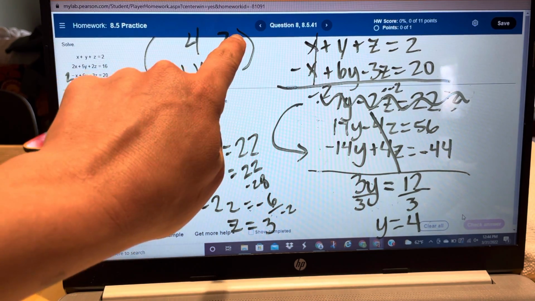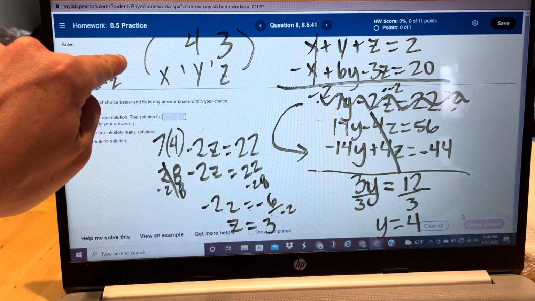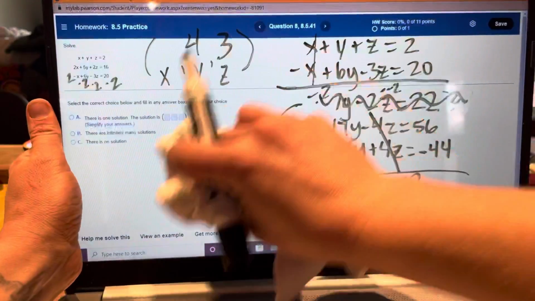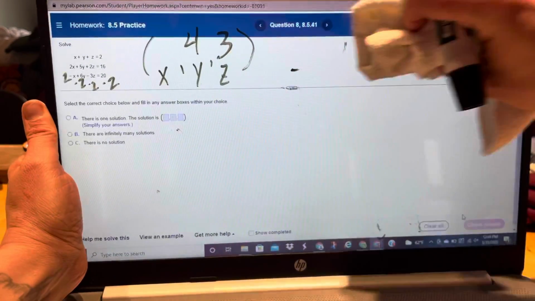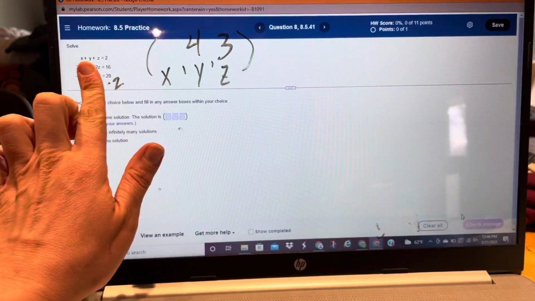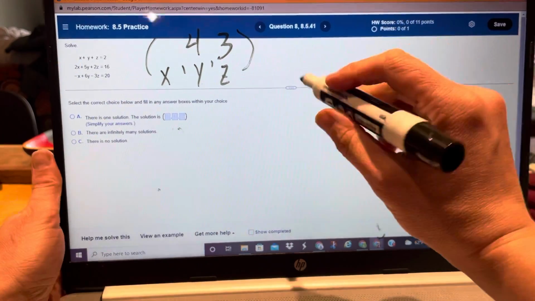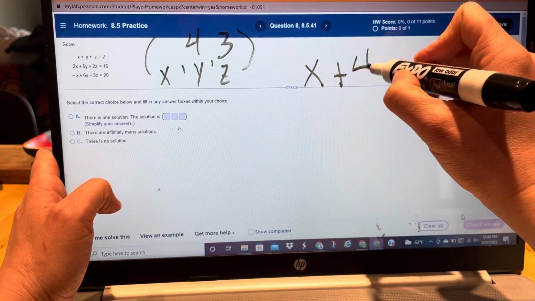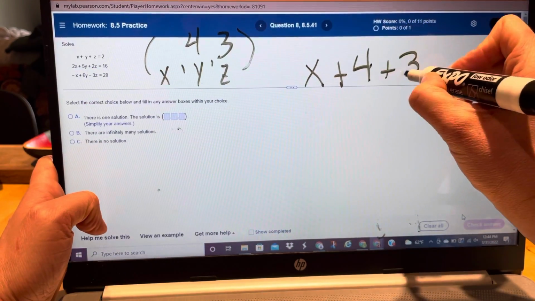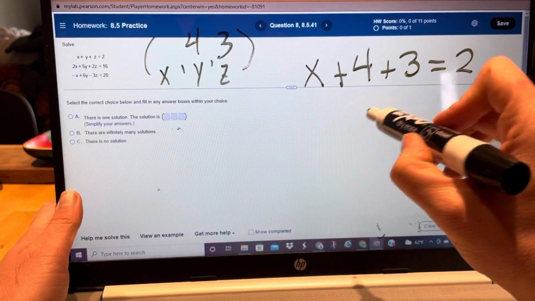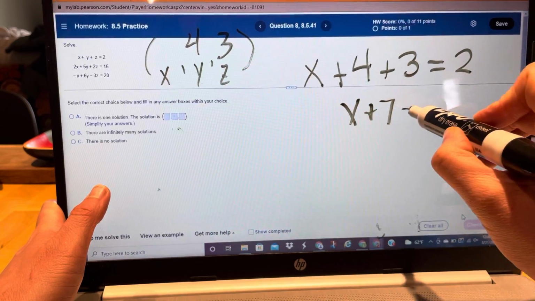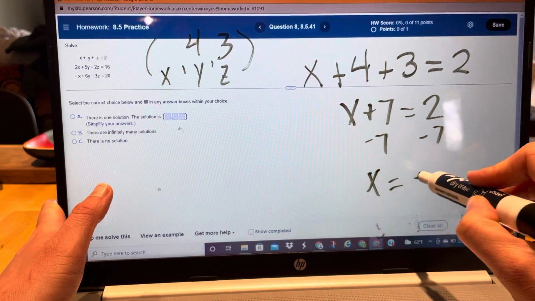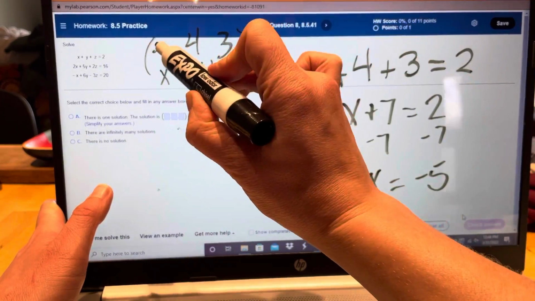Now we know y and z. We can plug it into any of these up here in order to find the x. Erase some of this craziness. All right, we can go back to any of these original equations. That top one there looks definitely the easiest. x plus y, which is 4, plus z, which is 3, equals 2. So we have x plus 7 equals 2. You subtract 7, x equals negative 5.